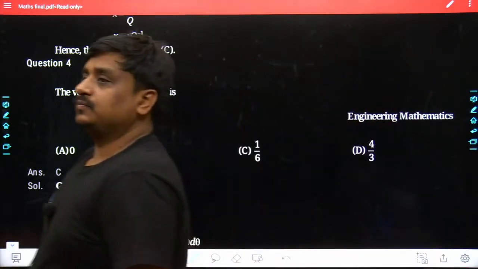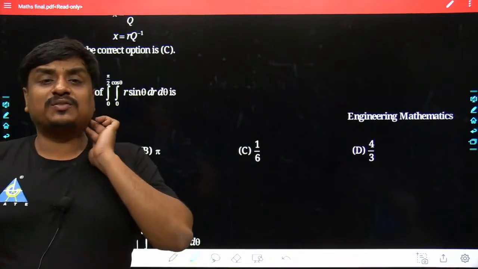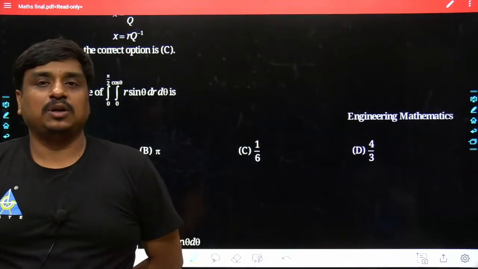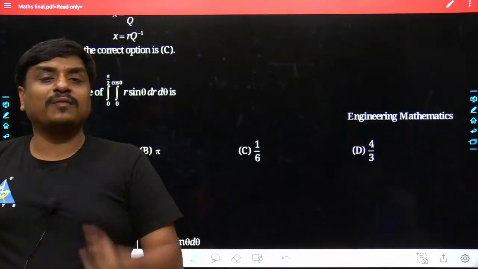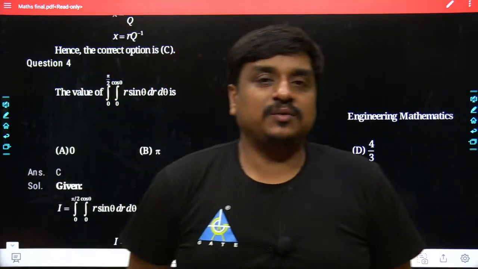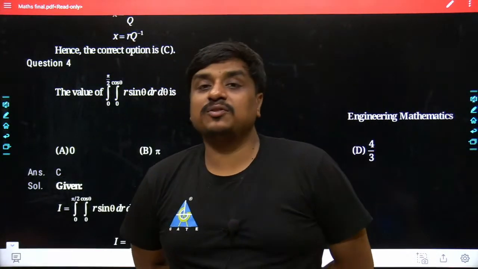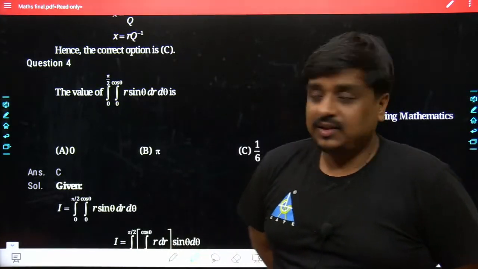My dear friends, in yesterday's class, I took a problem which was based on triple integration. And once you see the limits involved in all three integral components, they were all constant. And that is why the sequence or the ordering of the integration did not make any difference. But here this is not the case.